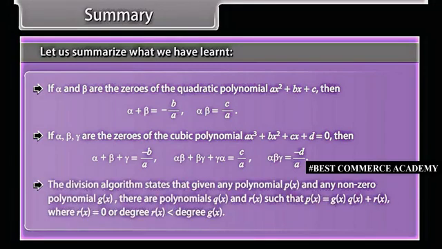The division algorithm states that, given any polynomial p(x) and any non-zero polynomial g(x), there are polynomials q(x) and r(x) such that p(x) is equal to g(x) q(x) plus r(x), where r(x) is equal to 0 or degree of r(x) is smaller than degree of g(x).